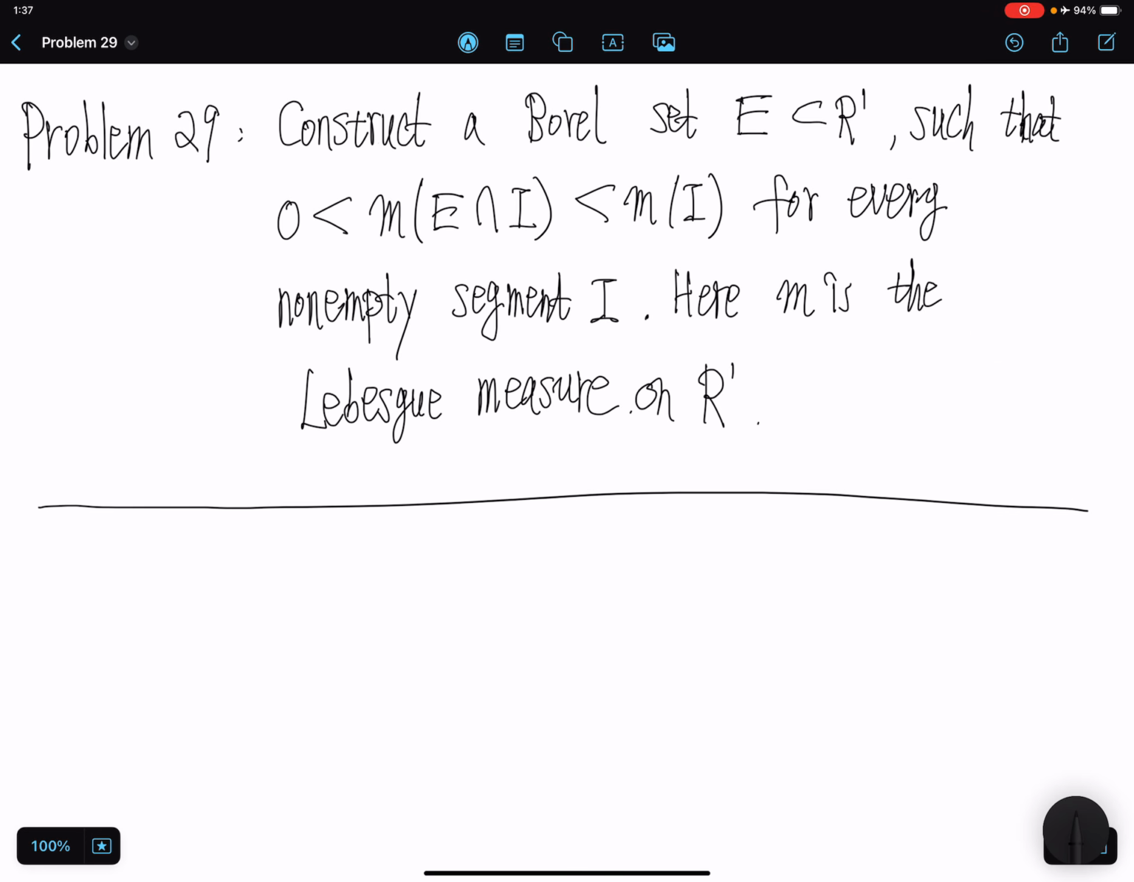Today we'll be working on the following problem. We want to construct a Borel subset E of R such that for every non-empty segment I, the Lebesgue measure of the intersection of E and I is bigger than 0 and less than the measure of I.